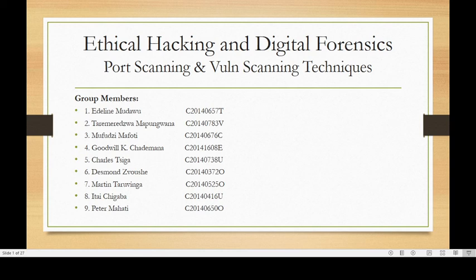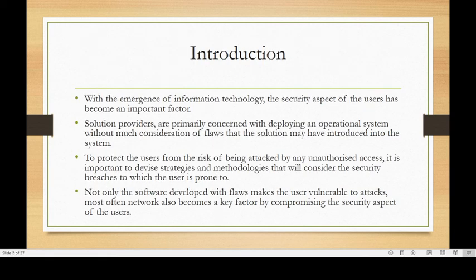We are going to present about port scanning and vulnerability scanning techniques. Hacking is the process of finding vulnerabilities in a system and using those vulnerabilities to gain access to perform malicious activities. These activities span from deleting files from the system to stealing sensitive information.